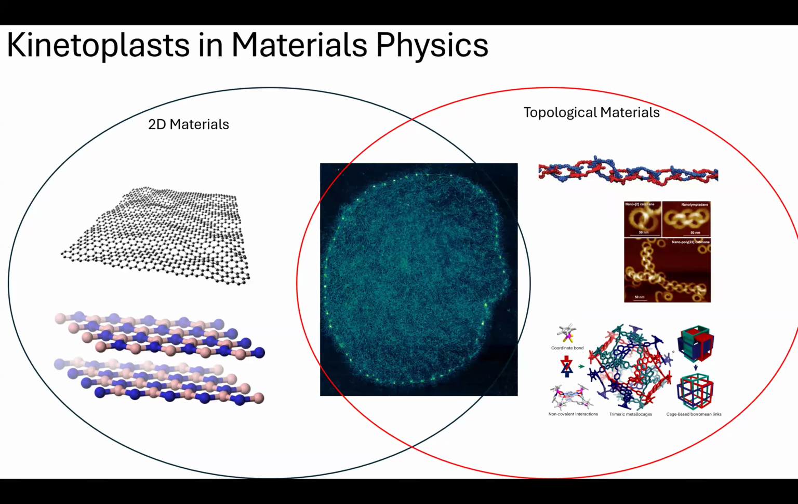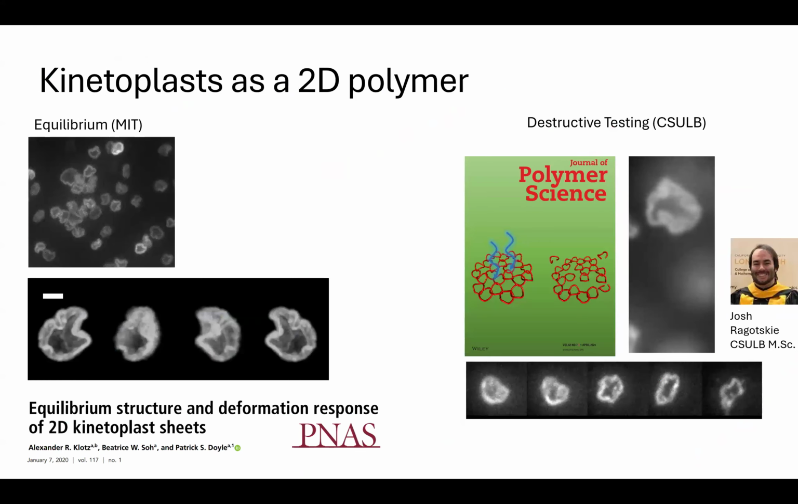So the idea would be to use these as a model system to study both two-dimensional and topologically interlocked materials. So my first project on this, which was my last year as a postdoc, was just characterizing the equilibrium properties of kinetoplasts in solution. How do they fluctuate, on what time scale, how do they deform and restore from deformation.